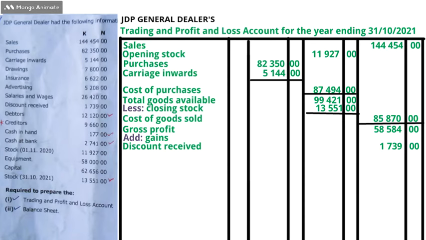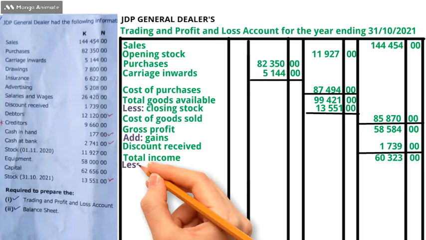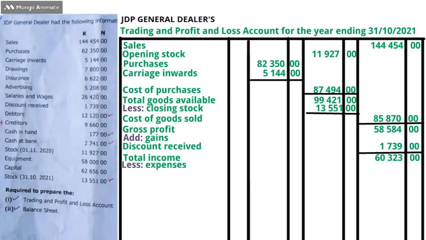It's going to give us 60,323. That is the total income. Now from that income, we get less expenses.